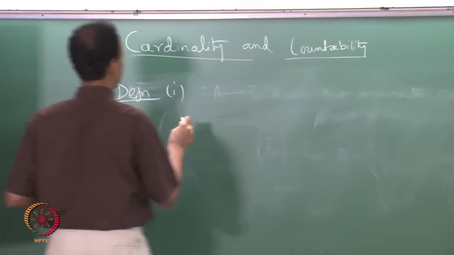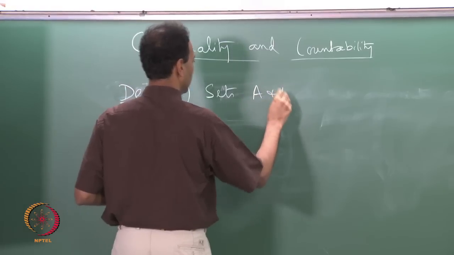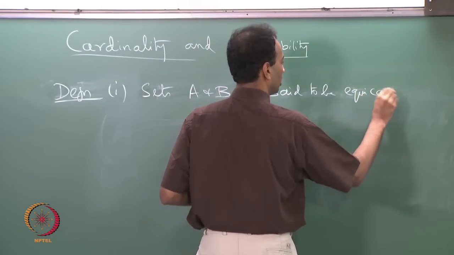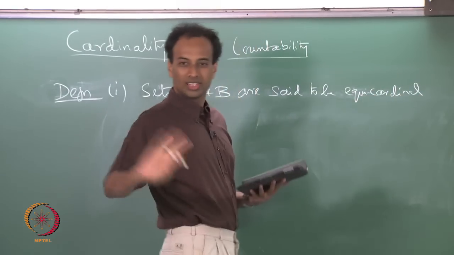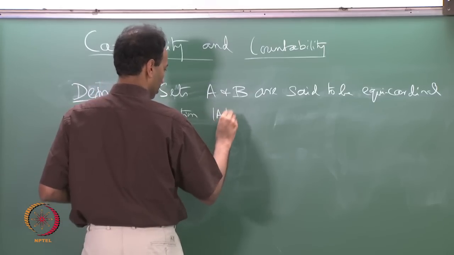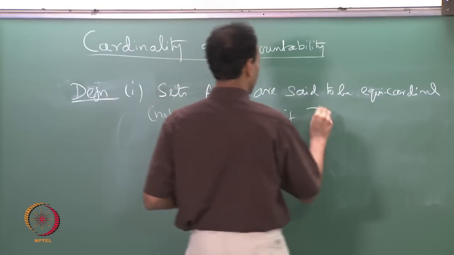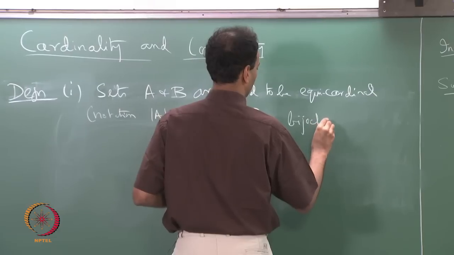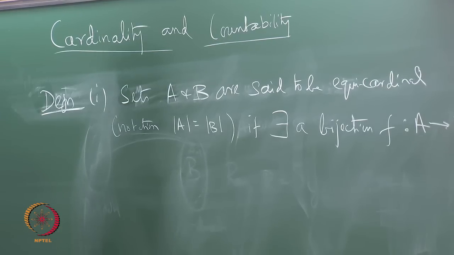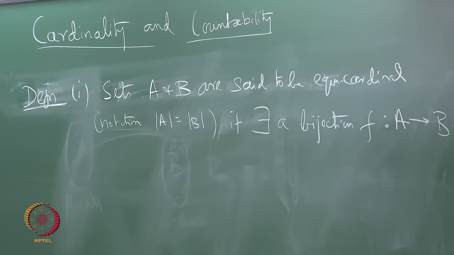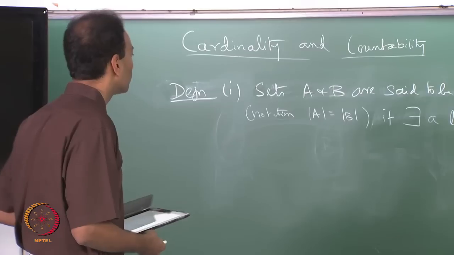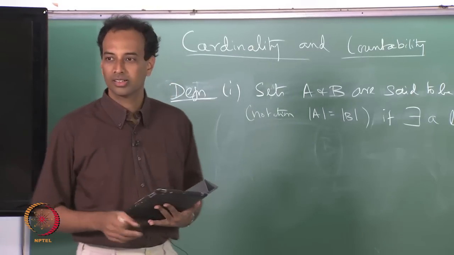Definition: sets A and B are said to be equicardinal if there exists a bijection f from A to B. Equicardinal means same cardinality. Okay, if some bijection exists between A and B, they are said to be equicardinal. This is the definition of the term equicardinal. Is that clear? This is the definition.